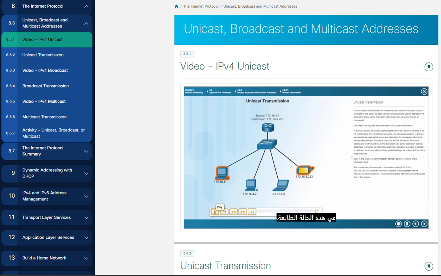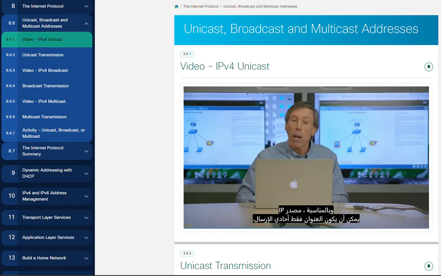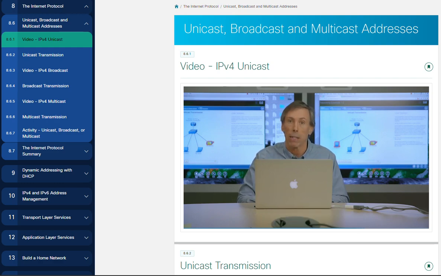So we can see here that the packet goes from a single device to a single device, in this case the printer. And by the way, a source IP address can only be a unicast. What we mean by that is a packet can only originate from a single device. In this case, the destination address is also a unicast, meaning it's destined only for a single device.